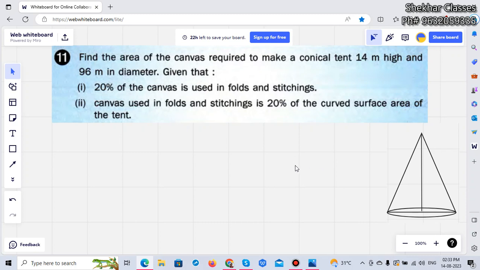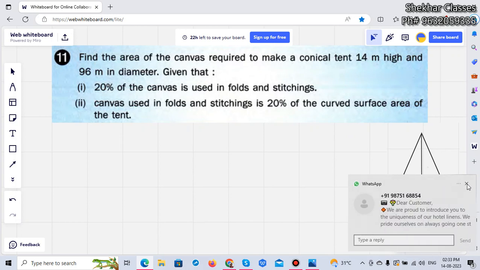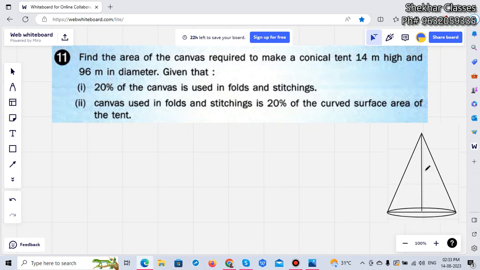Find the area of the canvas required to make a conical tent of 14 meter height and 96 meter diameter. So first let us mark the height and the radius. Height is 14 meter. Radius is 96 divided by 2.